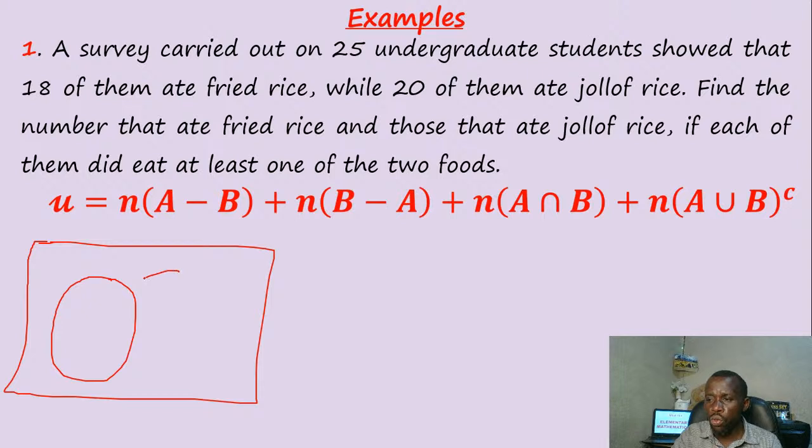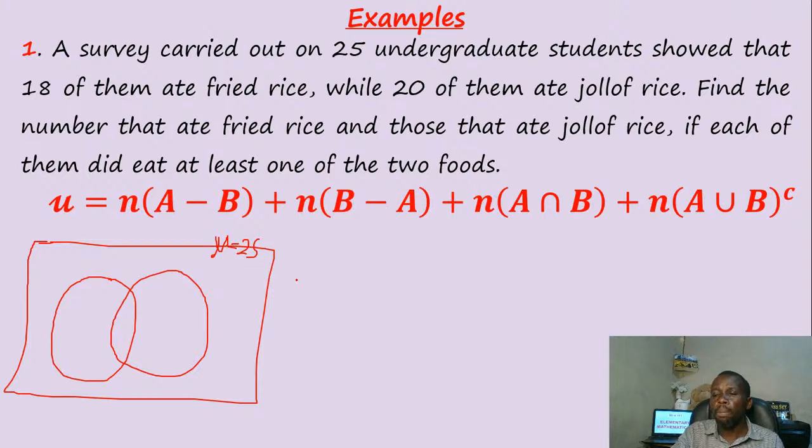And then definitely we are going to have two rings. Why are we having two rings here? Because there are two foods they talk about: fried rice and jollof rice. Now, they carry this thing out within 25 undergraduate students. That means that is universal. They don't go beyond 25 students. Maybe they don't want to spend more money. That is why they just only figure out 25 students. So the universal is usually written here, 25. So let's say our U equals 25 here.